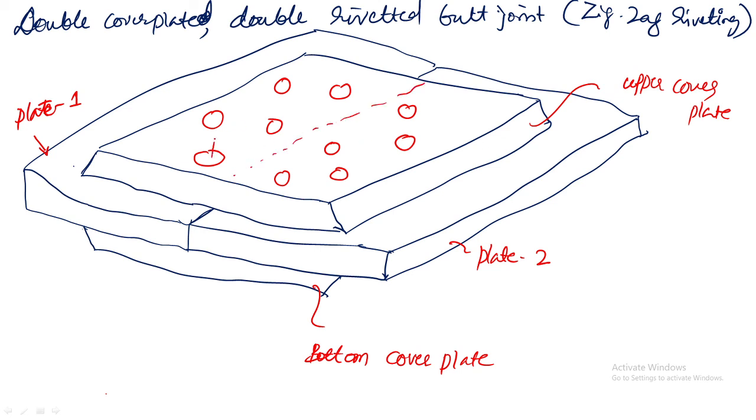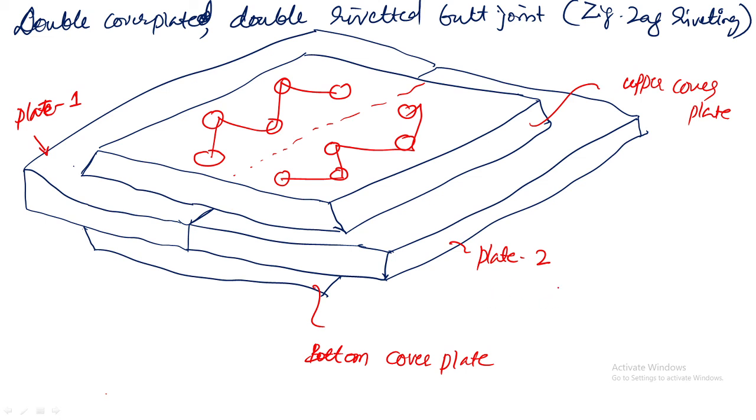Now just look out, they are in a zigzag manner. So this type of rivets which are placed in a zigzag manner are called zigzag riveting. Clear? Okay.